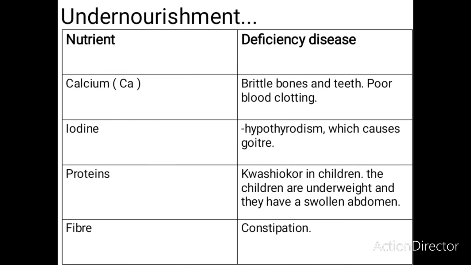Lack of calcium results in brittle bones and teeth, and it also results in poor blood clotting. Lack of iodine causes hypothyroidism, and in hypothyroidism, the thyroid gland enlarges, and this is known as goiter. So basically, iodine deficiency causes iodine deficient goiter. Lack of proteins causes kwashiorkor in children. So basically the children are underweight and they have a swollen abdomen. Some people call it a pot belly. Lack of fiber causes constipation.